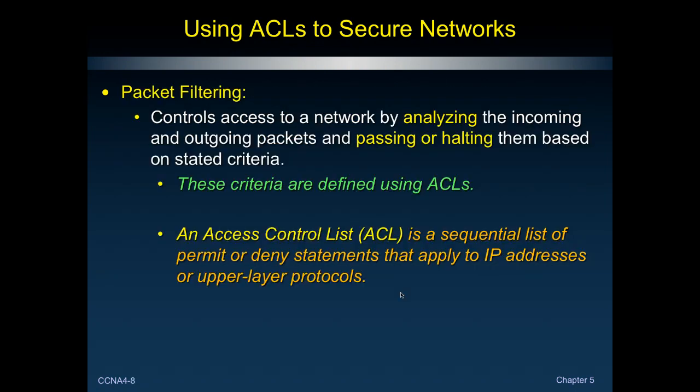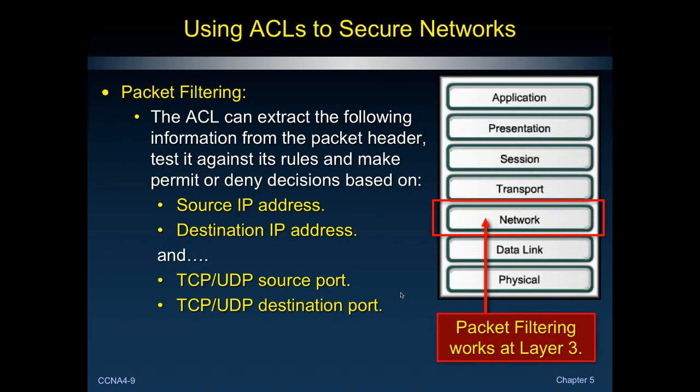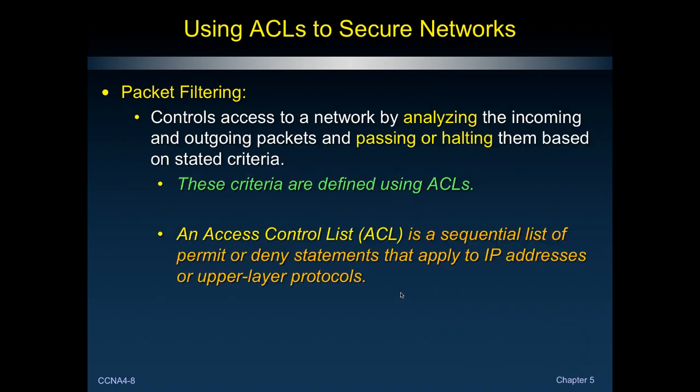Okay, so basically now, how does packet filtering happen in ACL? Packet filtering will control access to a network by analyzing the incoming and outgoing packets and passing or halting them based on stated criteria. These criteria are defined using ACL. We will go through those criteria one by one later on.